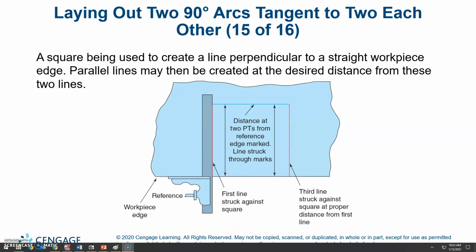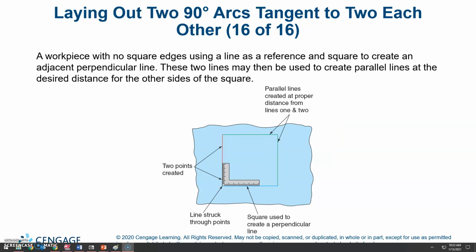A square being used to create a line perpendicular to a straight workpiece edge. Parallel lines may be created at the desired distance from these two lines. For a workpiece with no square edges, use a line as a reference and a square to create an adjacent perpendicular line. These two lines may be used to create parallel lines at the desired distance for each of the other sides of the square.